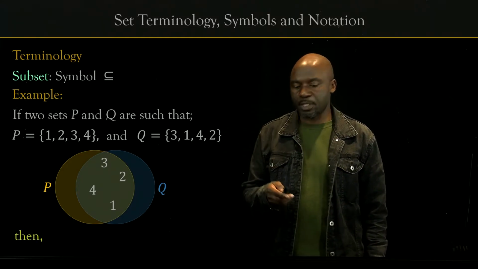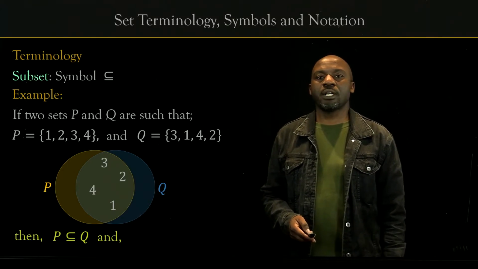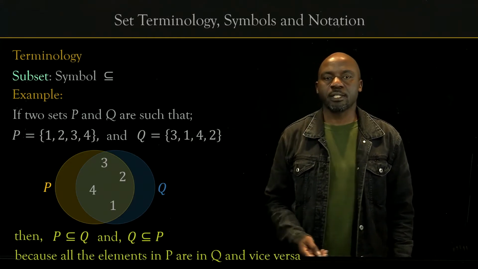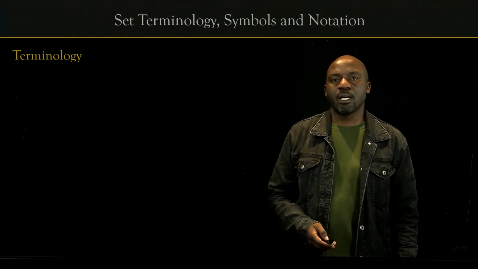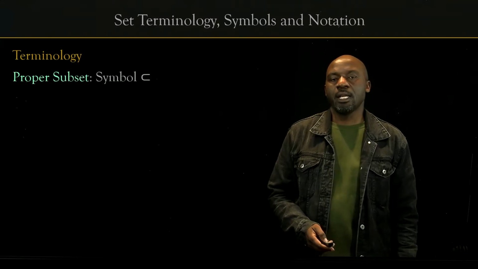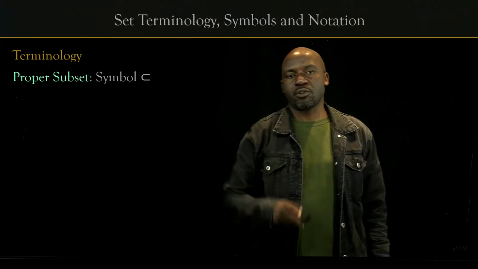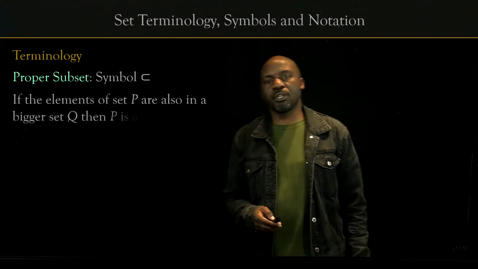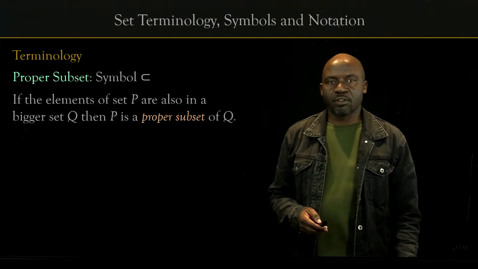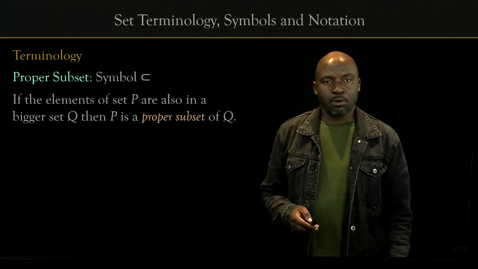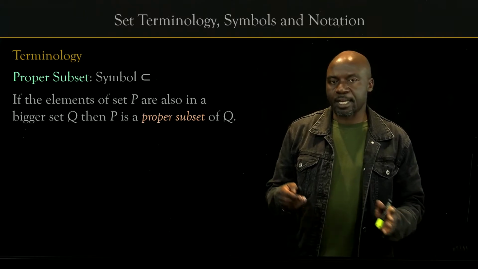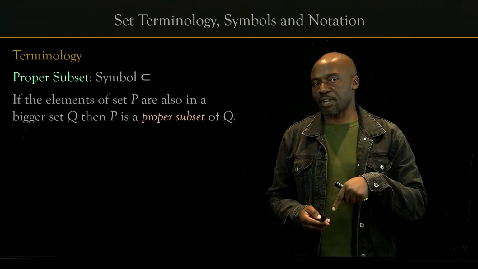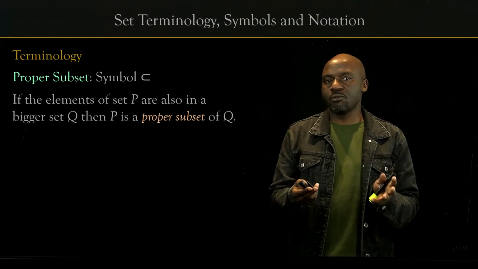All right, but we also have something called a proper subset. So this is called a subset, but we also have something we refer to as a proper subset. What is a proper subset? And now the symbol changes when we are referring to proper subsets. So P is said to be a proper subset of Q if all the elements of P are in Q, where Q is a bigger set and P is a smaller set. So all elements of P are in Q, but not vice versa. Not all elements of Q are in P.